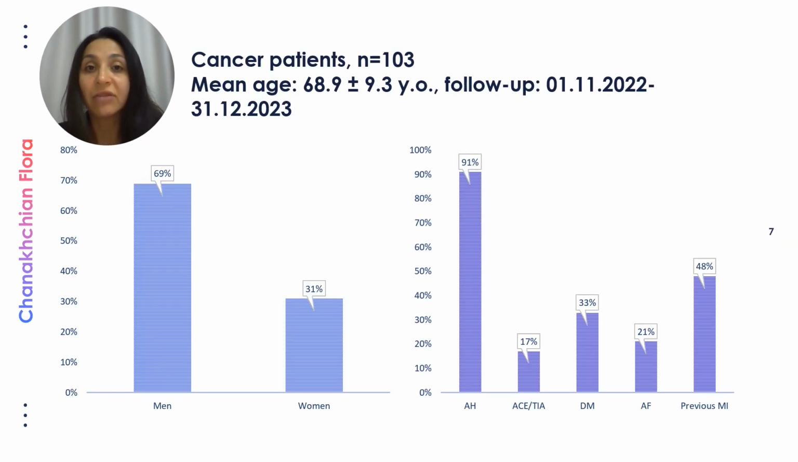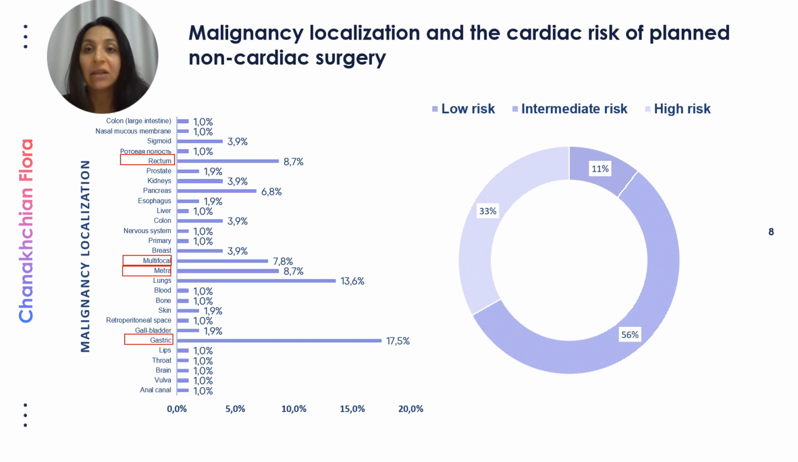Overall, 103 patients were included in our study. The mean age of patients was approximately 69 years old. Two thirds of patients were men and one third women. Approximately half of patients had a major cardiac event before, i.e. previous myocardial infarction. Leading cancer localizations were gastric cancer, lung cancer, uterus, and colon cancer.